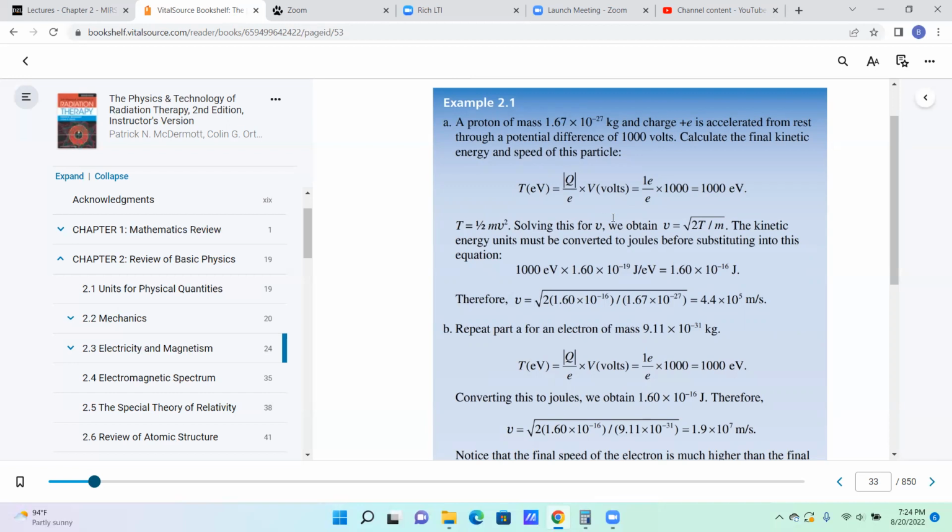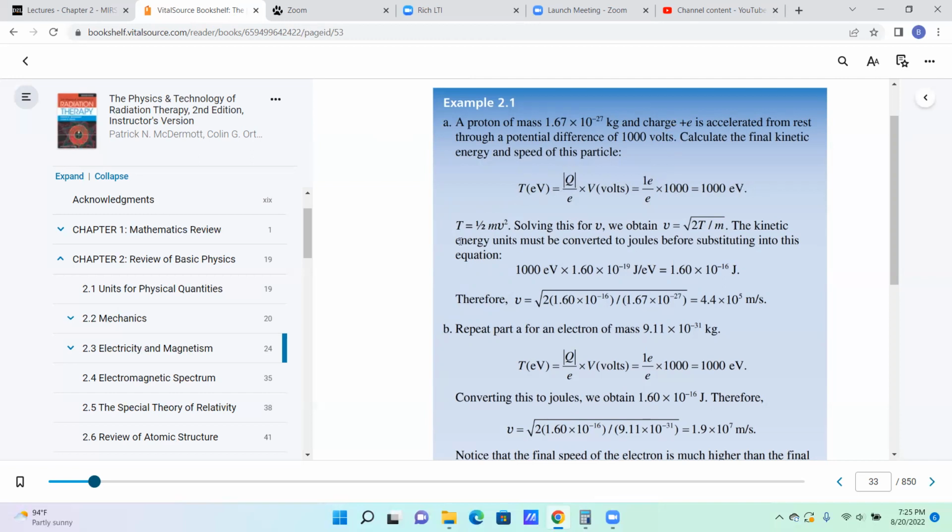So we've got an example here we're going to work through. A proton of a certain mass and a charge of plus e is accelerated from rest through a potential difference of 1,000 volts. Calculate the final kinetic energy and speed of that particle. All right, so we know how to find the kinetic energy. It's q divided by e times the number of volts. We know that it's 1 proton, so it's 1e divided by e times 1,000, which gives us 1,000 electron volts. So that's our kinetic energy.